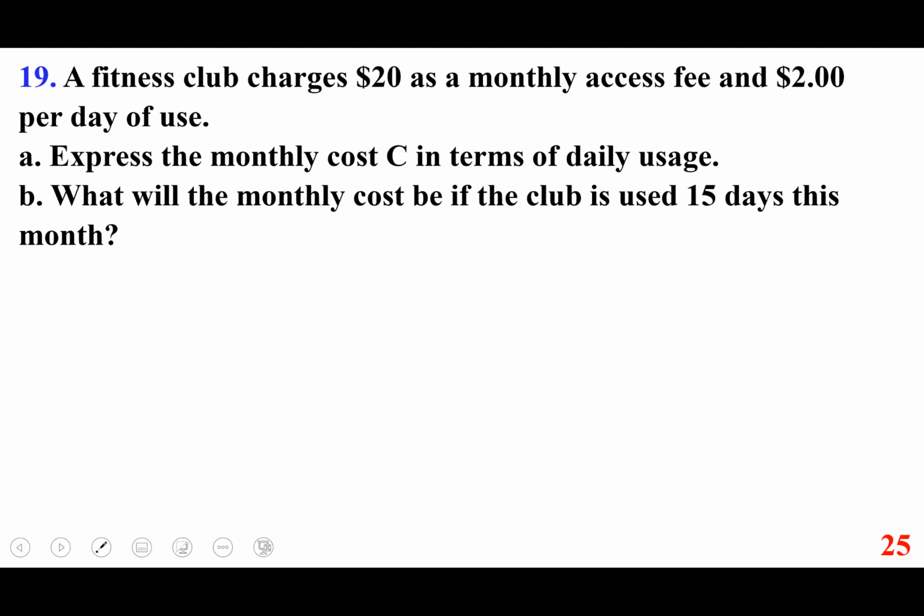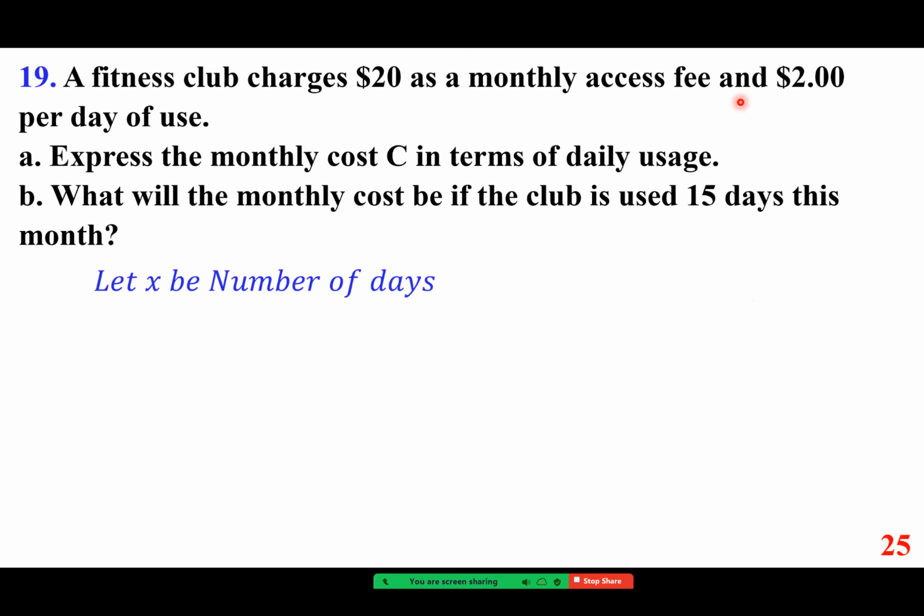Excellent. So if we let x represent the number of days, we have a fixed cost of 20 and a variable cost of 2. This is the slope in essence. This is the y-intercept or the c-intercept. So we're going to write C of x is 2x plus 20. And if we want to know what happens in 15 days, we replace the x with 15. 2 times 15 is 30, plus 20. They're going to charge us $50 for this case.